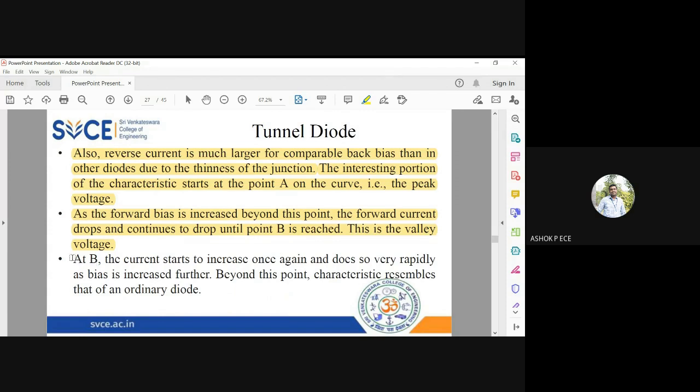After B, when you start increasing the voltage, the current will increase just like your PN junction diode. So there is a peak and a minimum point, and then afterwards it exhibits the characteristics of an ideal PN junction.